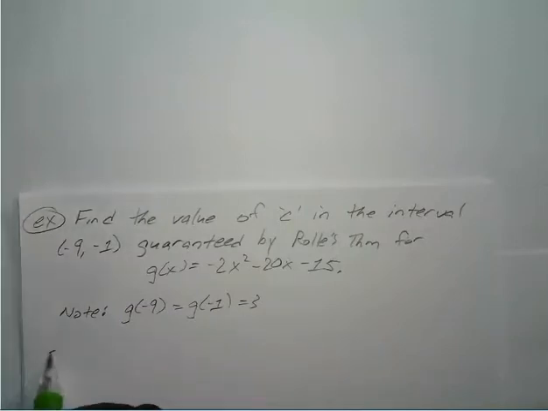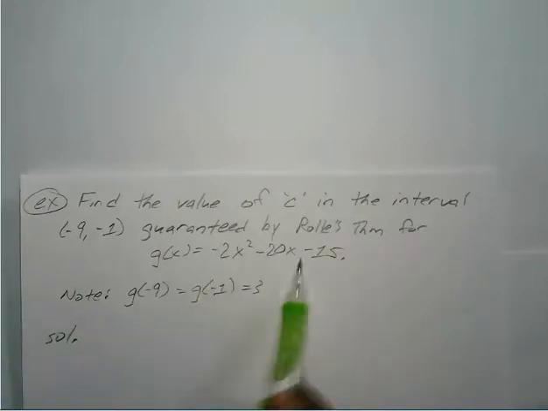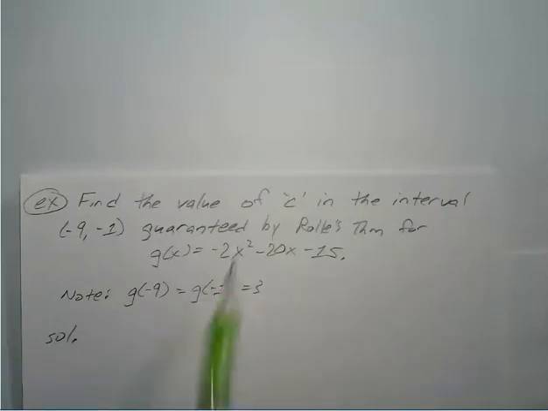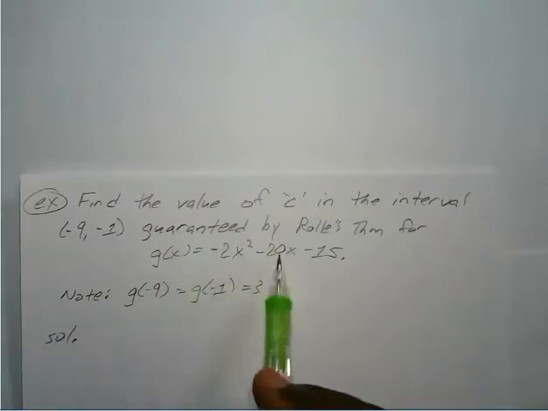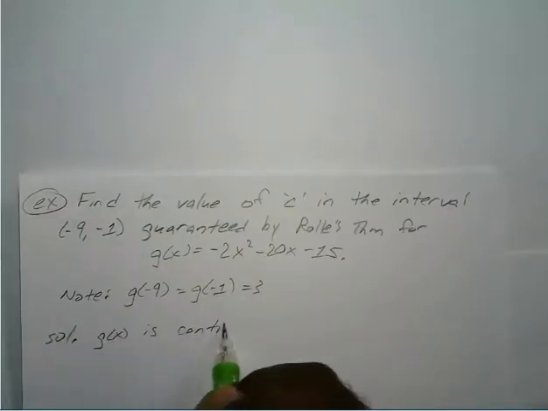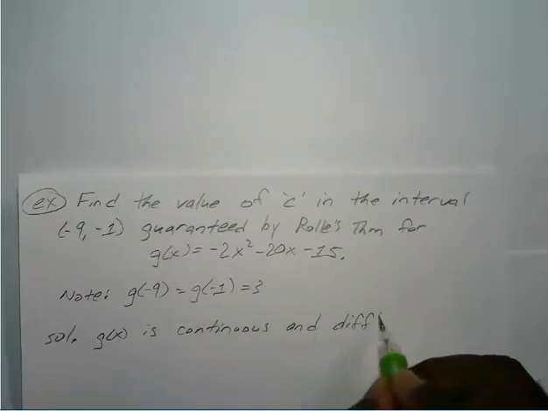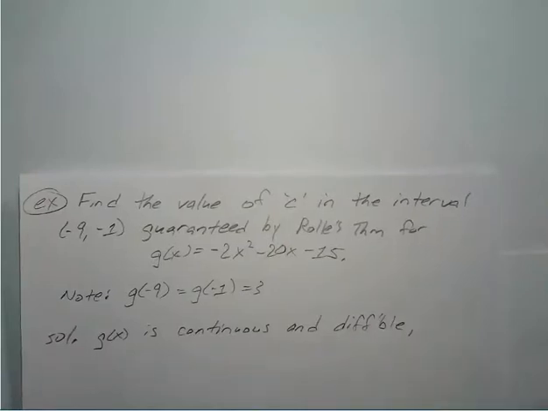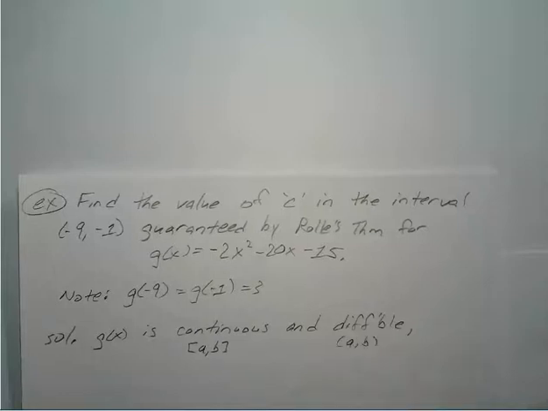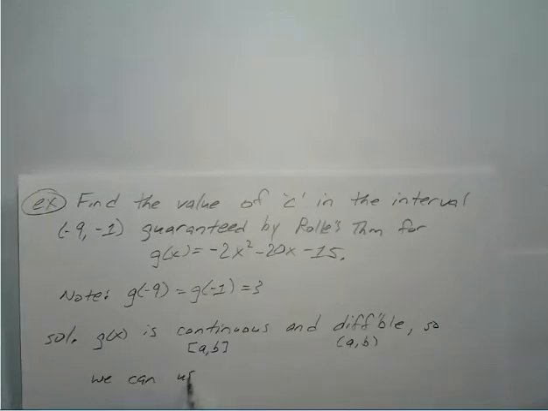To solve this, we know that this is continuous between -9 and -1 because there's no value you can plug in between those that would give you some undefined value. So g of x is continuous on the closed interval and differentiable on the open interval. That means we can use Rolle's theorem.